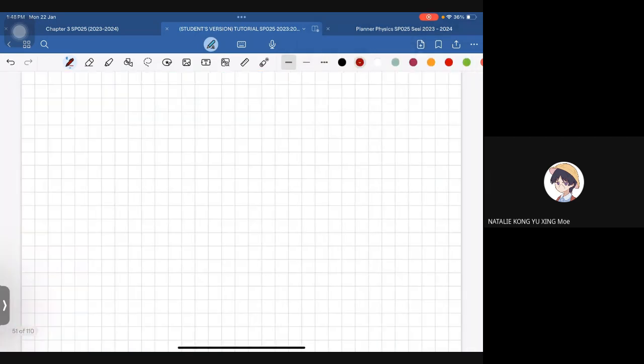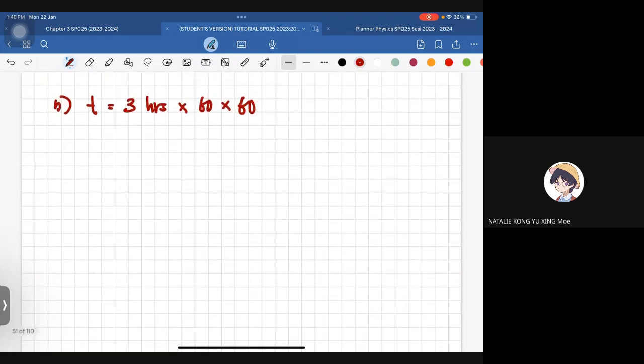Okay, so yang ini kiranya kita kena cari N. So macam mana kita mau cari N? So kita ada time, which is 3 hours. Hours is not SI unit, so we have to convert pergi second. So that is times 60 times 60. Lepas tu, apa lagi dia bagi? Oh, tidak. Ada lagi? Tidak.